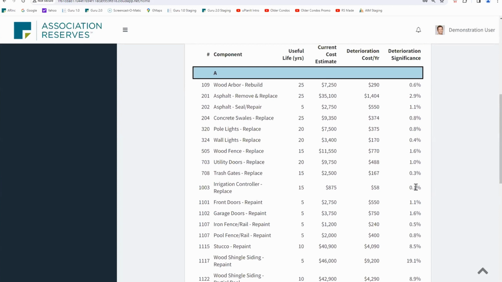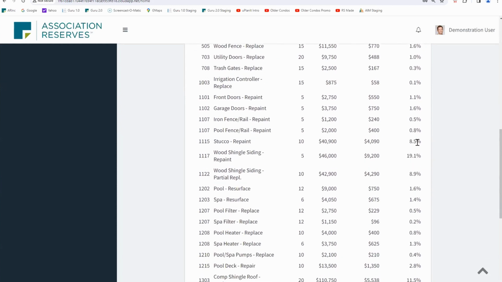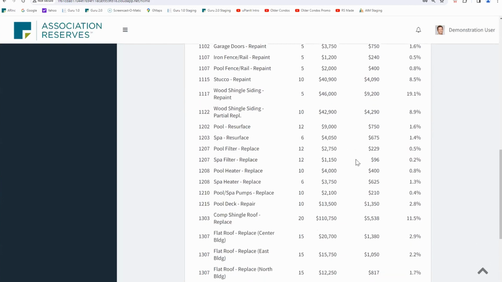Yeah, I'm looking at this one. You can see that there's a few projects. The irrigation controller is almost nothing. Trash gates are almost nothing. But boy, it makes it real clear that stucco, wood shingle siding, partial replacement, those add up. That's 8.5, 27, 37 and 36% of all reserve funds going to the building envelope here, the siding type projects. What are some other big ones?